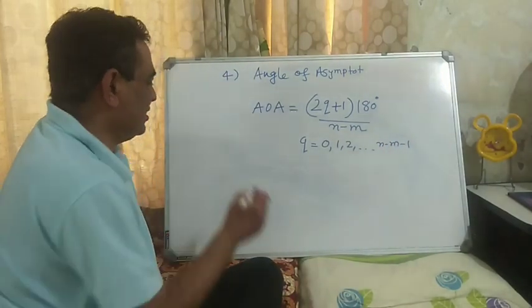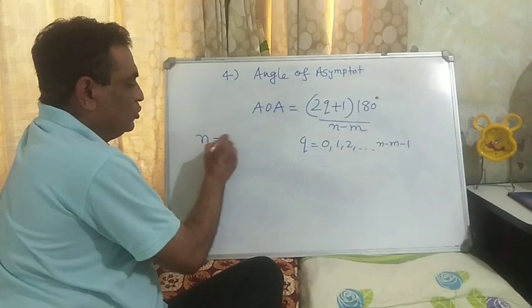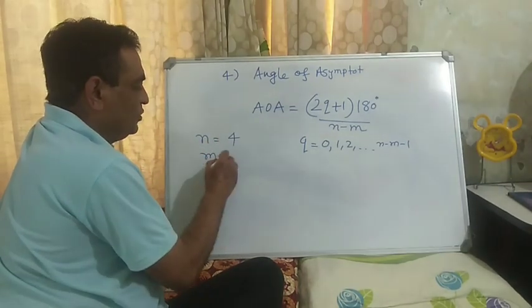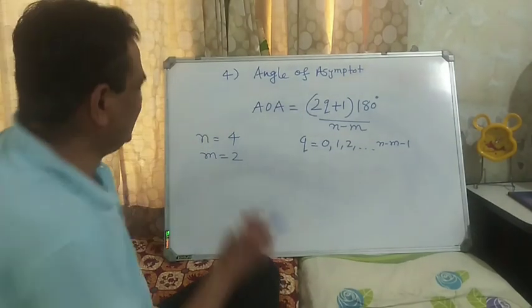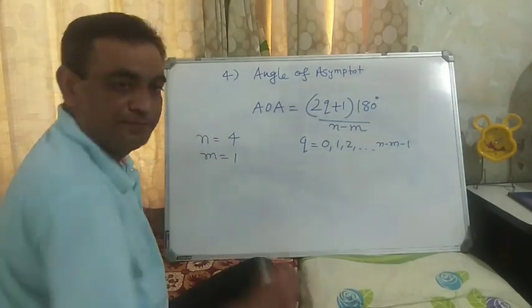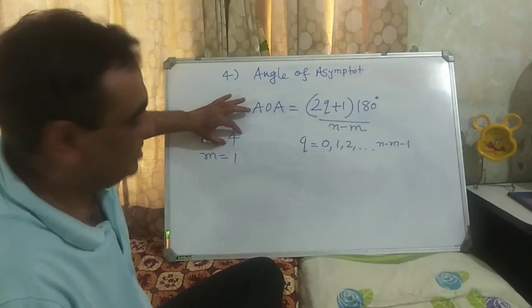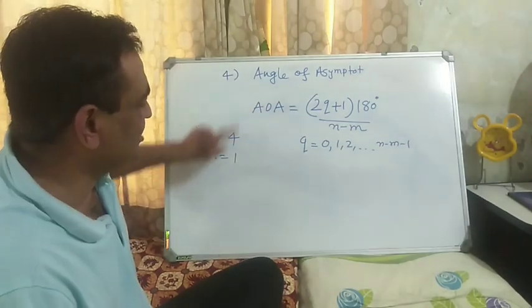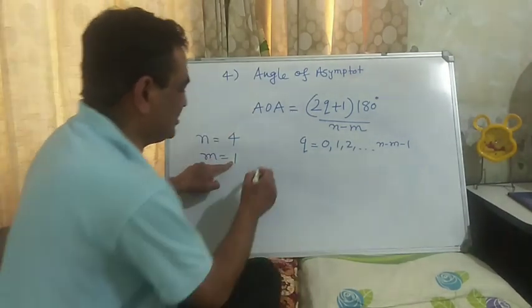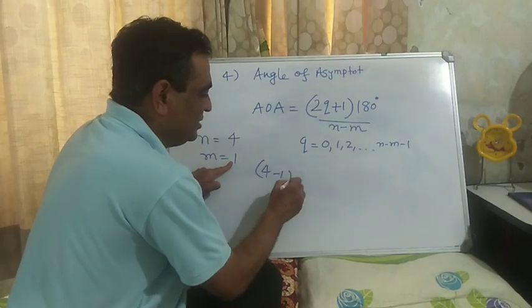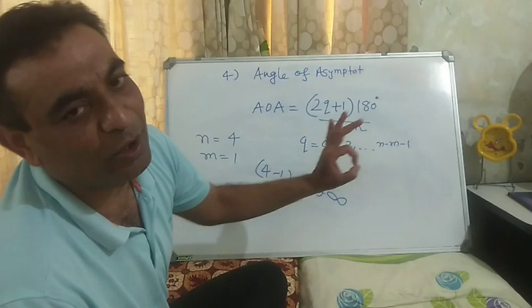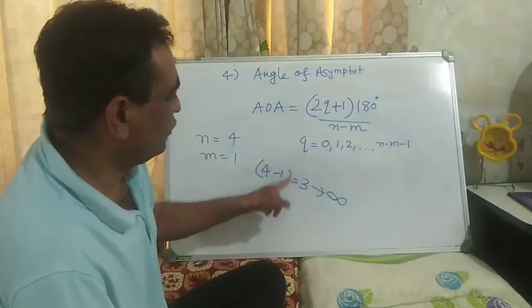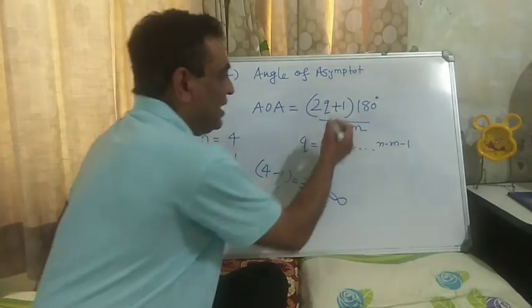So let's say we have n is equal to 4 and m is equal to 1. It means that there are 4 branches. Out of those 4 branches, one branch will terminate at the zero, and the rest, 4 minus 1 branches, which is equal to 3, will go towards infinity. So there should be 3 angles of asymptotes. For these 3 angles of asymptotes, we can calculate like this.